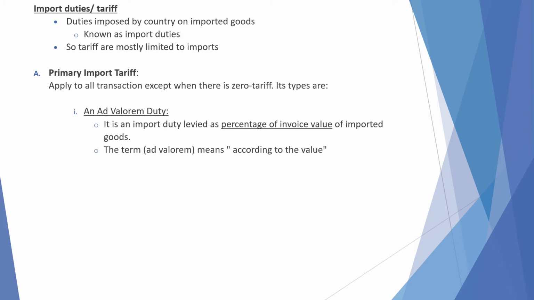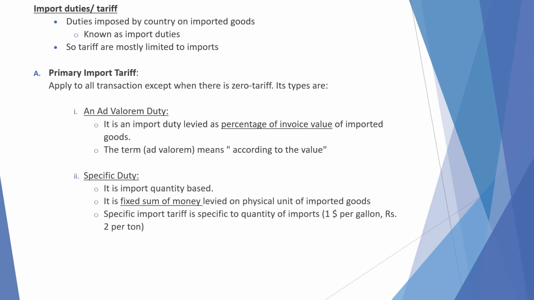It is the import duty levied as a percentage of the invoice value of the imported goods. The term ad valorem means according to the value. Next we have a specific duty, an import-based duty where a fixed sum of money is levied on the physical unit of imported goods, specific to the quantity of the import. For example, $1 per gallon or Rs2 per ton.